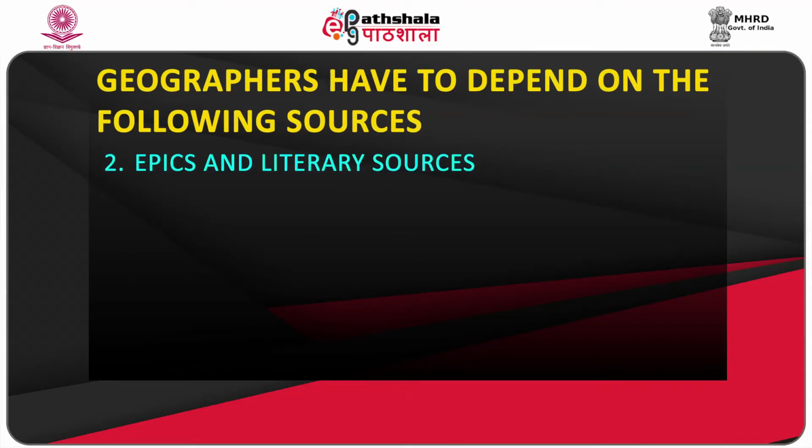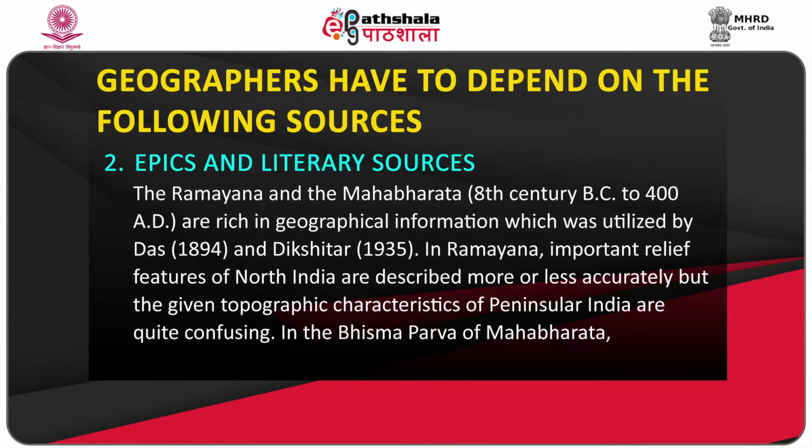The next source, that is the epics and the literary sources. The Ramayana and the Mahabharata, 8th century BC to 4th century AD, are rich in geographical information, which was utilized by Das in 1894 and Dikshitar 1935. In Ramayana, important relief features of North India are described more or less accurately, but the given topographical characteristics of peninsular India are quite confusing.